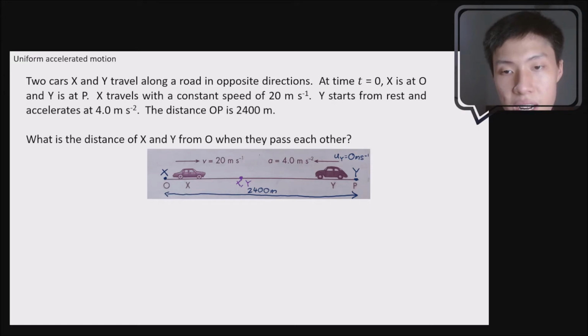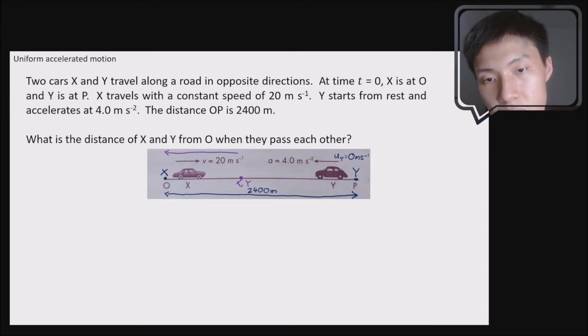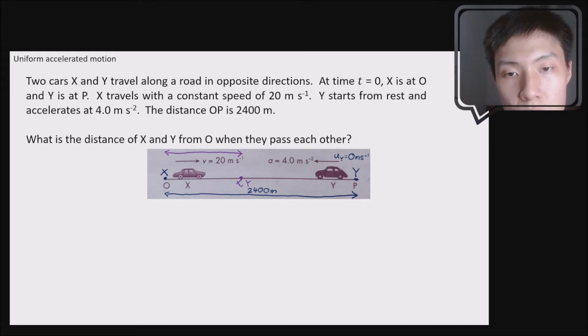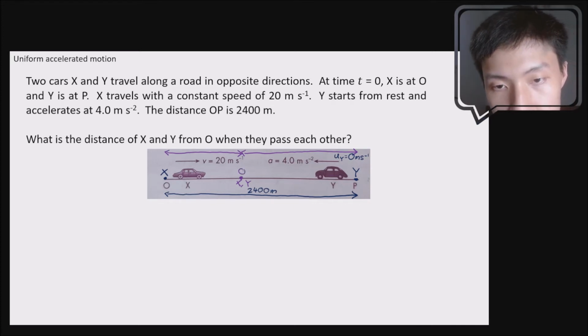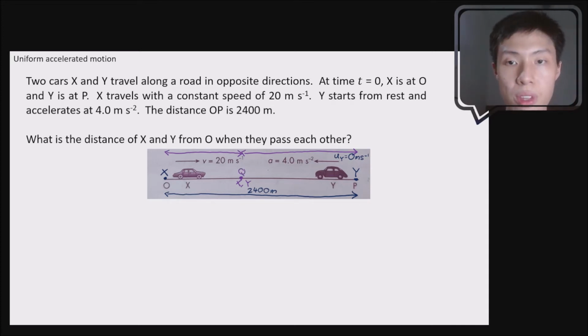Okay, so what are the characteristics for this point over here? This car X will have to travel a certain distance. Then this car Y will also need to travel a certain distance from point P. So what are the characteristics of the distance traveled? Well, let's call this point here point Q. Then things will probably be more straightforward now.